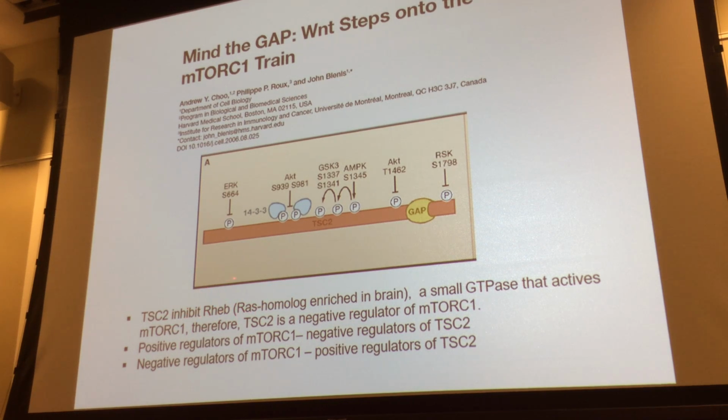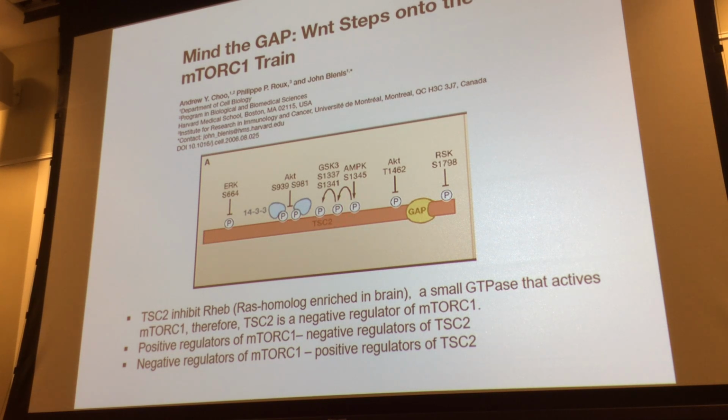So basically, TSC2 inhibits RAP. What is RAP? It is RAS homolog nucleotide. You probably already know RAS. It's a small G protein. So this is the GTP-bound form that activates mTORC1. That's simple, right? If RAP, the RAS homolog, is active, that activates mTORC1. And if TSC2 inhibits RAP, then when TSC2 is activated, it's going to inhibit mTORC1, right? So that's obvious.